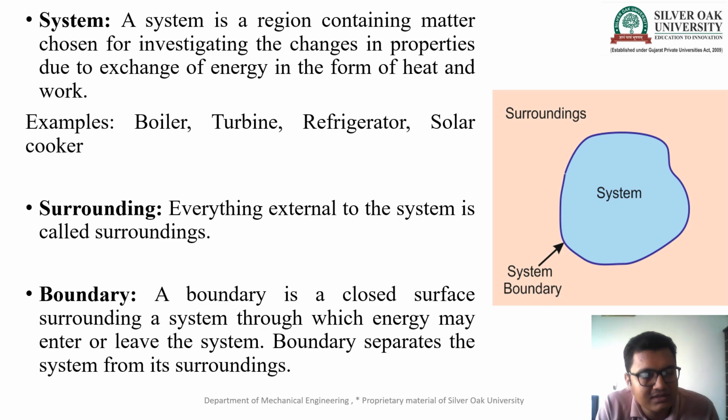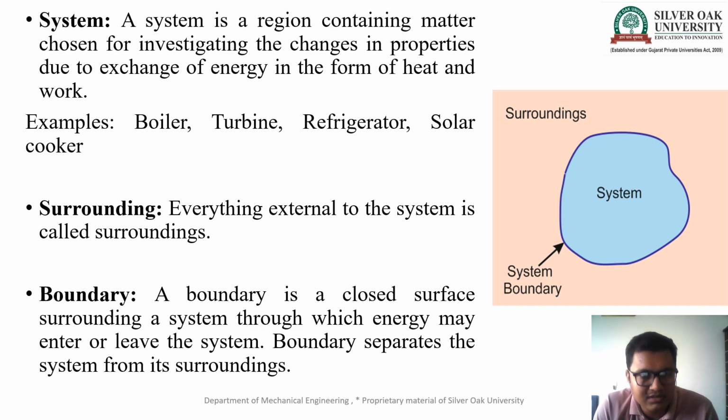Now we define three different terms. The first one is the system, the second one is the surrounding, and the third one is the boundary. Here you can see that the part where the work is done is called the system. The outer part of that system is called the boundary, and the outside of the boundary is called the surrounding. Let's take an example. If a faculty teaches students inside the four walls, that is called the system. The four walls are called the boundary, and outside the four walls of the class is called the surrounding.